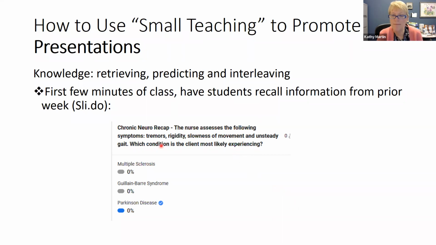The other outcome of this question was that it is formatted exactly as it is in the next generation NCLEX item type. The nurse assesses the following symptoms: tremors, rigidity, slowness of movement, and unsteady gait. What condition is the client most likely experiencing? So I'm using the exact words that are found in one of the NGN item types, which we'll be seeing next.